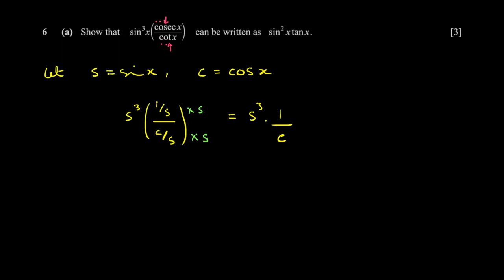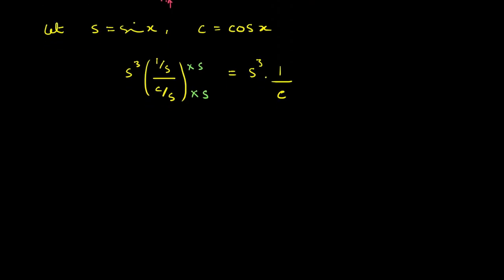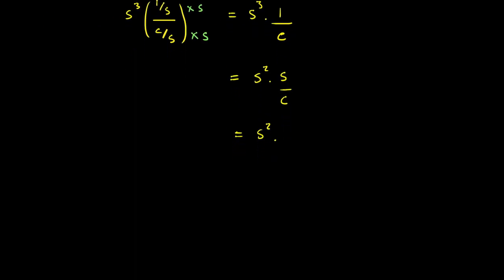Now, what am I aiming for? I am aiming for sine squared tan x. Well, we already know that tan is sine divided by cos. So basically, I want to have a sine here, don't I? So I'm going to split up my sine cubed into sine squared times sine, divided by cos. And then I've got my sine divided by cos, which is equal to tan. So this becomes sine squared x times tan x. Okay, and that's our answer.